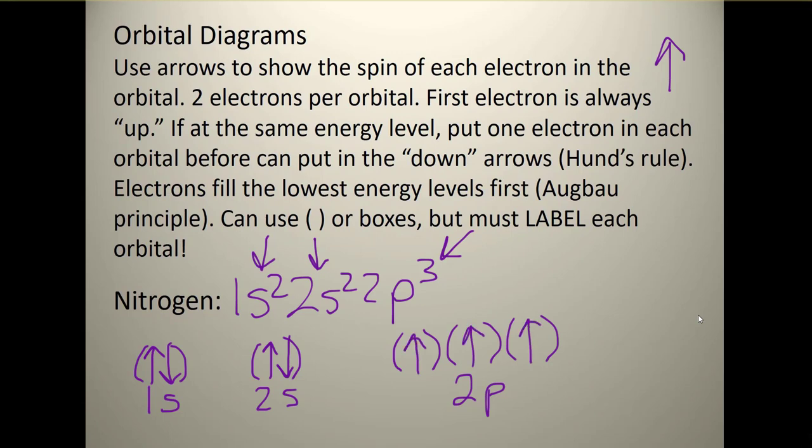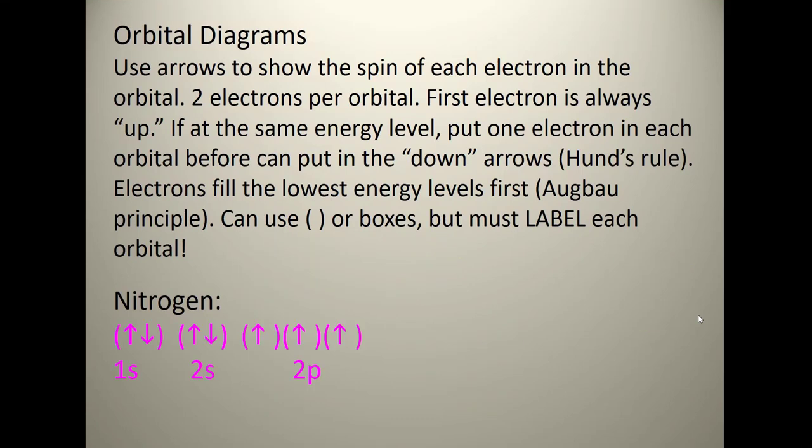So this is called Hund's rule, where it does not share. I call it the bus rule. In Hund's rule, it means that you put one electron in each orbital before you ever make them share. Okay, so this is nitrogen. Let's do a few more examples.